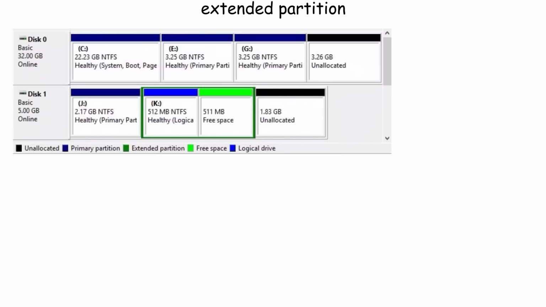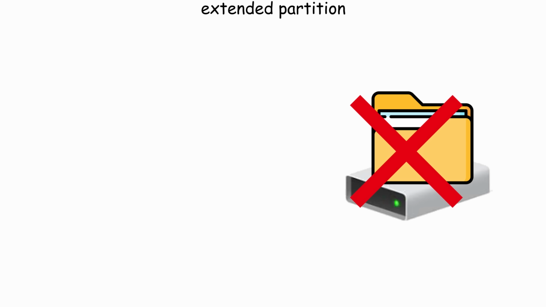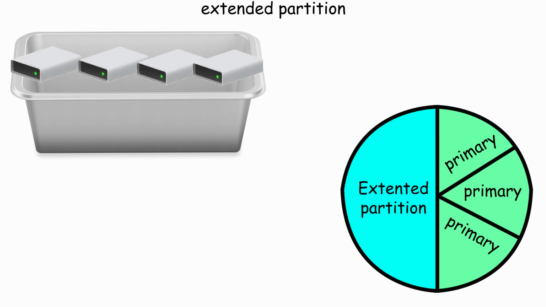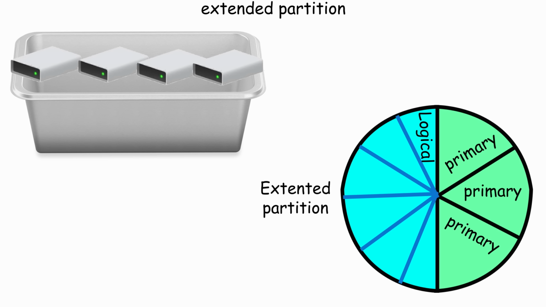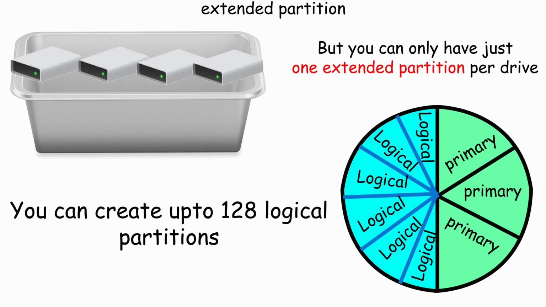Extended partition. An extended partition is a special type of partition created to overcome the limitation of having only 4 primary partitions in MBR. Instead of storing data directly, an extended partition acts like a container. It holds multiple smaller partitions inside it, called logical partitions. This allows the system to go beyond the 4-partition limit imposed by MBR.